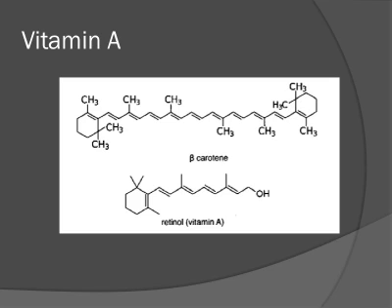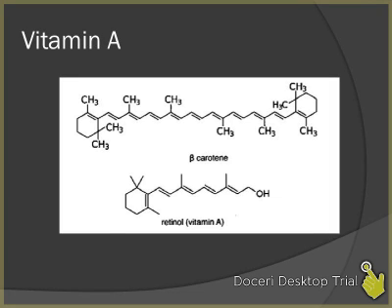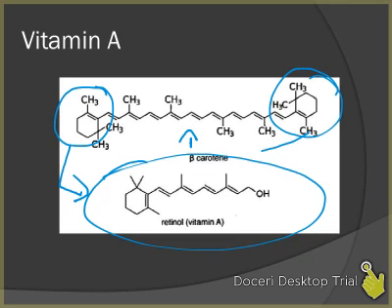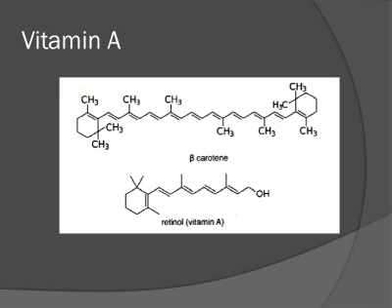So if we look at this picture, this is what vitamin A looks like down here at the bottom. And remember how I said beta-carotene can be broken down into 2 vitamin A's? Because if we look, this end looks very similar to this end, and this end looks very similar to this end. So if we just chop it in the middle, of course it's a little bit more complicated than that, but we can end up with 2 vitamin A molecules.